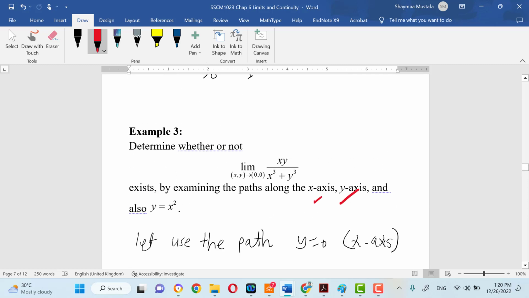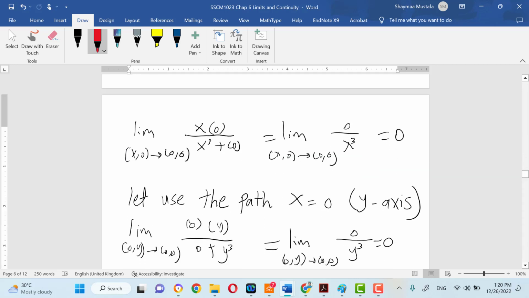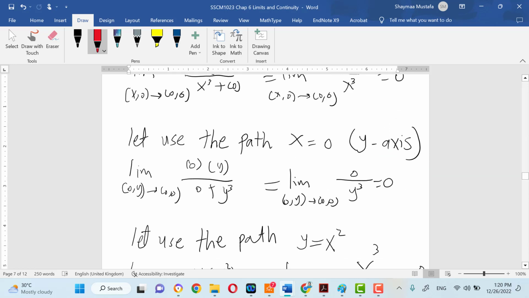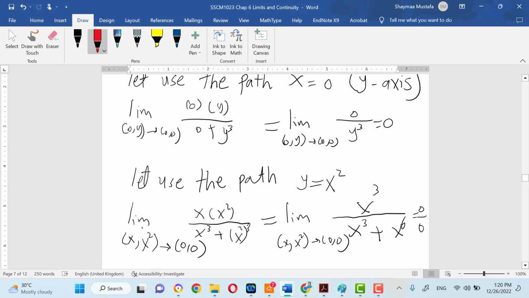Now the third path is y equal to x squared. So here we will find the limit through this path. Y is equal to x squared, so we will replace y by x squared.